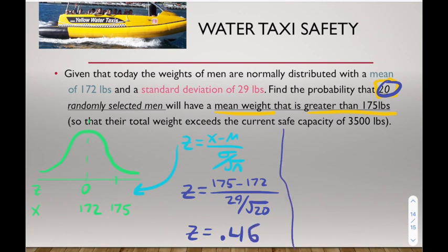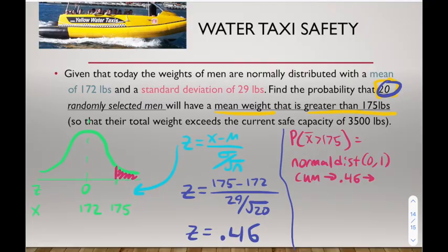Now the rest of the problem is still going to be just like what we did in the previous lesson. I'm putting an x bar here because we're really talking about the average being greater than 175, not an individual data value. But I'm going to go to the same place on my calculator. We're going to use the normal dist, cumulative. Now I never drew the picture over here, but we wanted greater than 175, so we're going to go cumulative from that z-score of 0.46 to infinity.